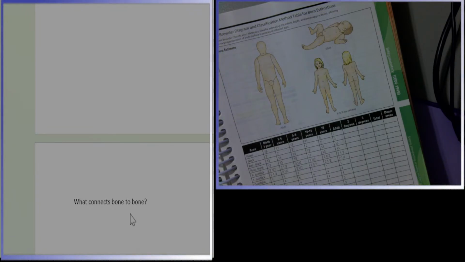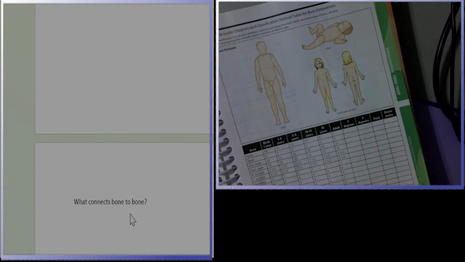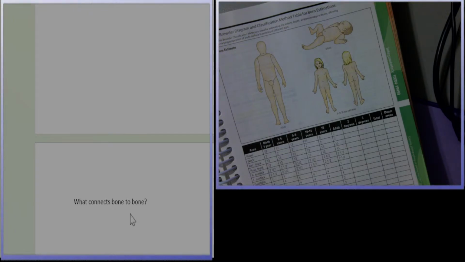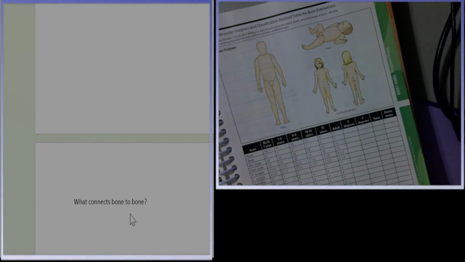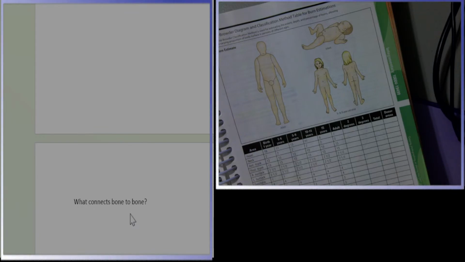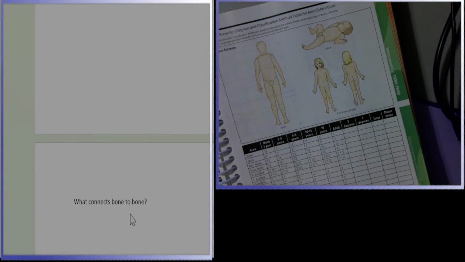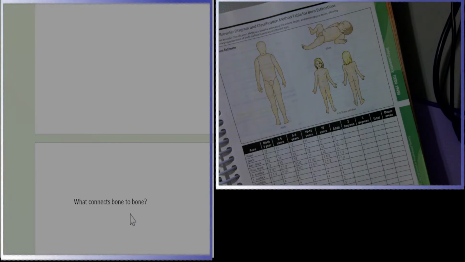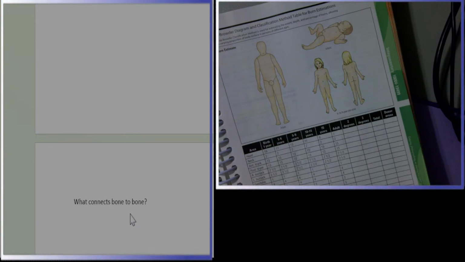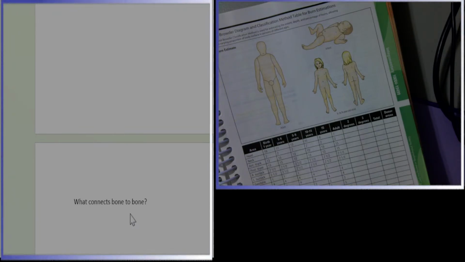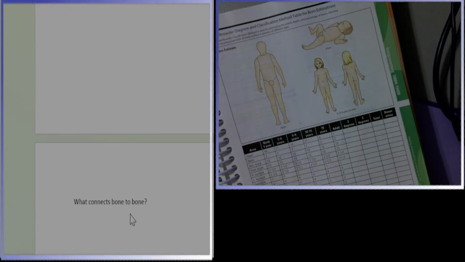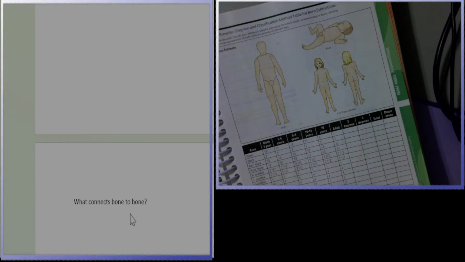And now I want to switch the conversation to what do you think connects bone to bone? What is it? What connects bone to bone? Is it air? Anybody have any ideas? What is it in your body that connects a bone to a bone? One person says tendons, one person says ligaments, one person says cartilage, one person says joints.